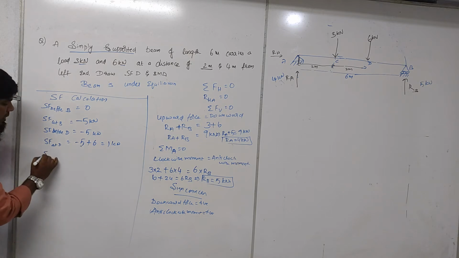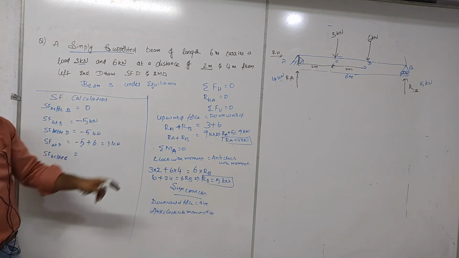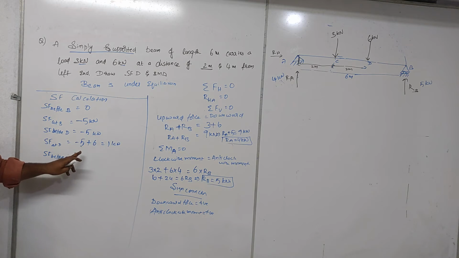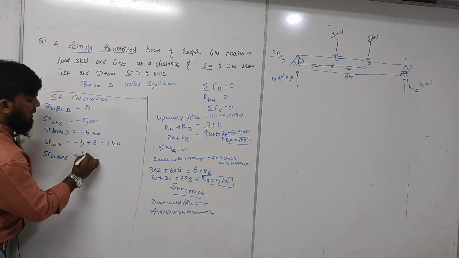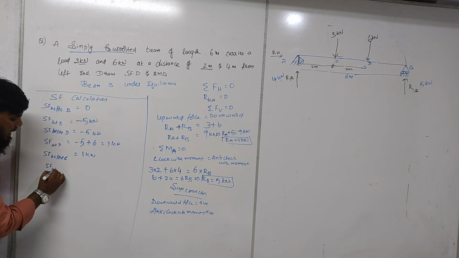Next is shear force before point C. Before point C, the same thing will be repeating. One is minus 5 load, another is plus 6 load. So the same 1 kilonewton will be coming again.